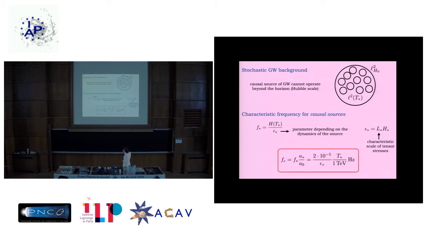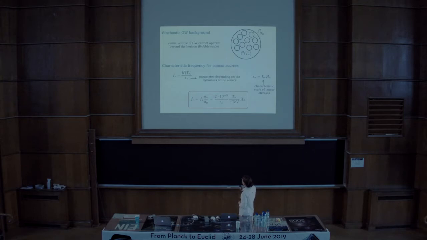But this tells us something about the characteristic frequency that we expect for these gravitational waves. It must be related to the causality scale, or the Hubble factor at the temperature at which the source is operating, with obviously then some parameter that depends really on the source, which depends on the characteristic scale of the tensor stresses that I showed you before, the process generating the gravitational waves. But this equation, we know how to propagate it up to today, right?